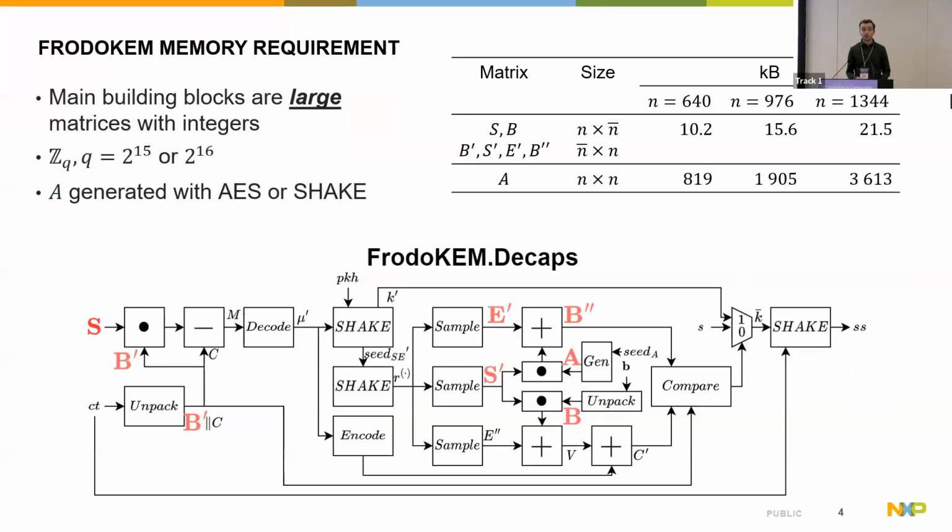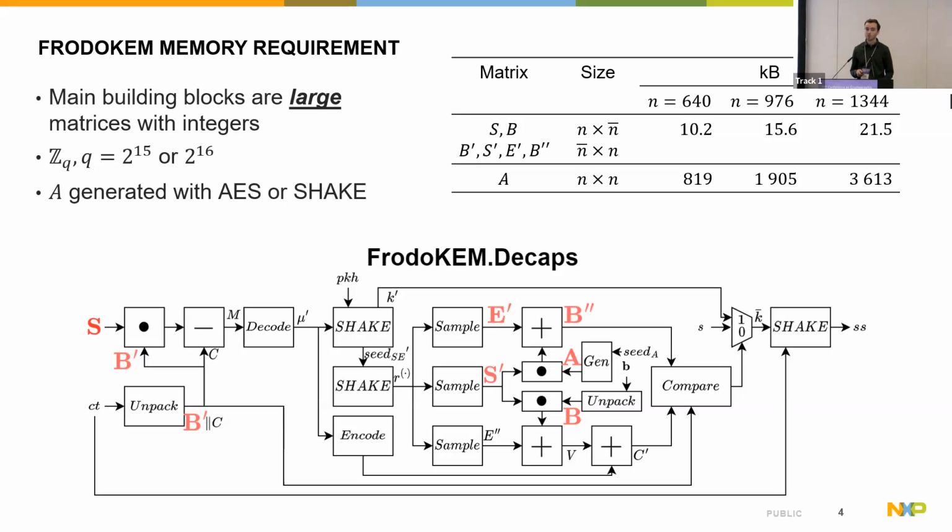So since ProtoChem is based on the plain learning with errors problem, the main building blocks are large matrices containing integers. And these integers are always 2 bytes large. So I've highlighted here in red where all these matrices show up. What we can see from this image is that we have already 6 of them that are of size n by n bar, or n bar by n, which are the same size, of course.